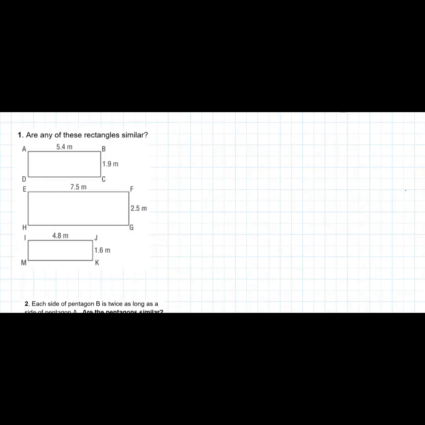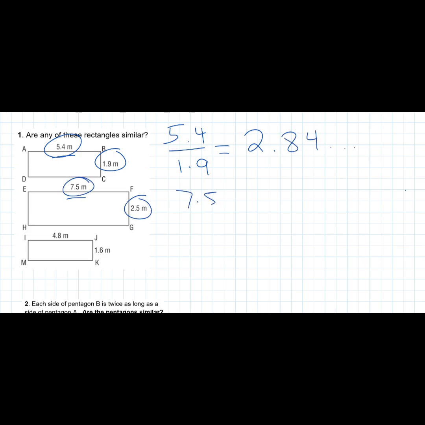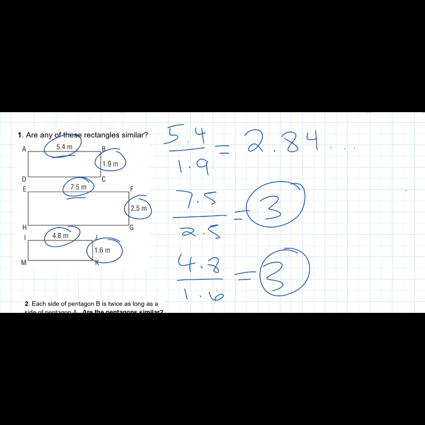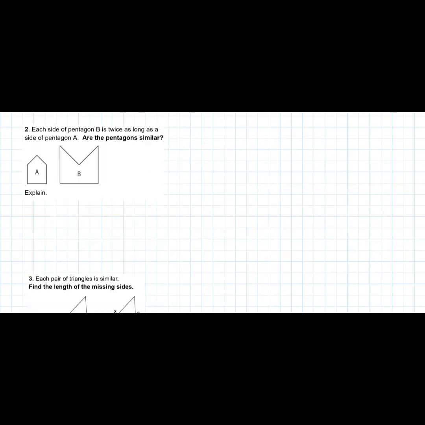To check if these rectangles are similar, you can look at corresponding sides, but it's actually easier to just divide out the lengths and the widths of each of these rectangles. For ABCD, if I divide the length and the width, I get 2.84. For EFGH, I get 7.5 divided by 2.5, which is 3. And for IJKM, when I divide them, I get 3. Because both of these are the same, it means these two are similar rectangles. So EFGH is similar to IJKM.